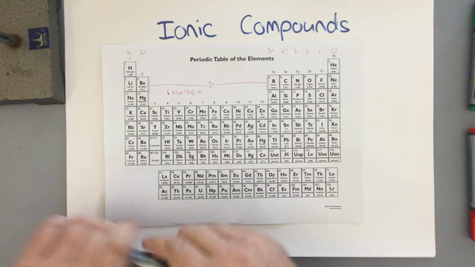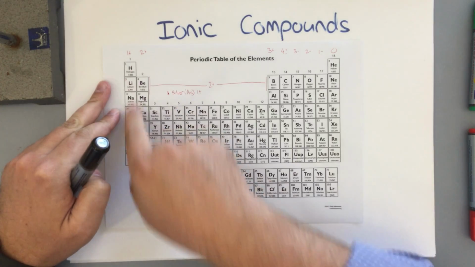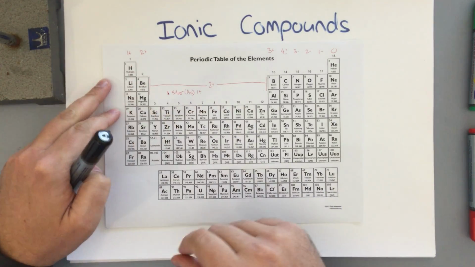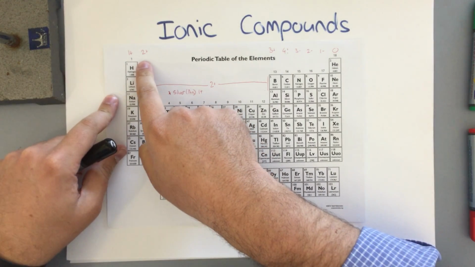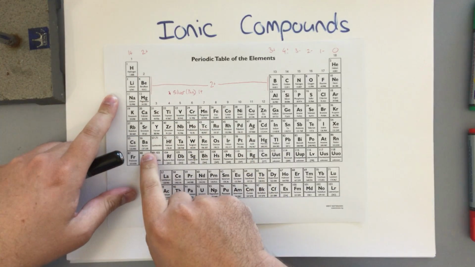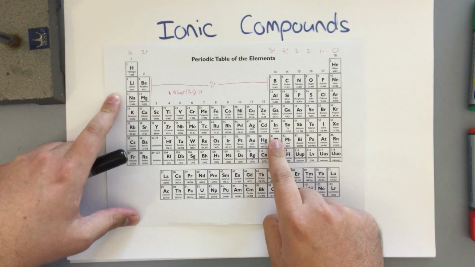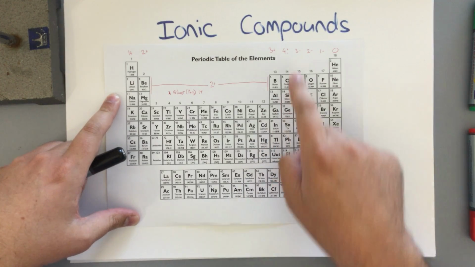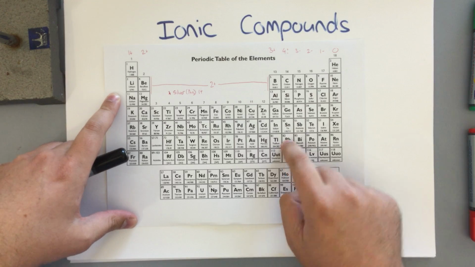So we have our first column here with a valency of +1, meaning that it has an electron in its outer shell that it would like to get rid of. The second column, valency of +2. Let's jump across to this column here, valency of +3. This column here can be positive or -4.